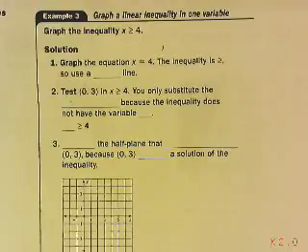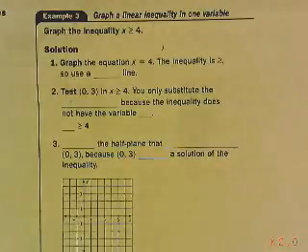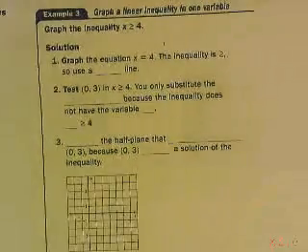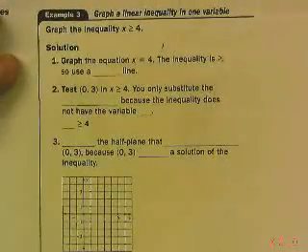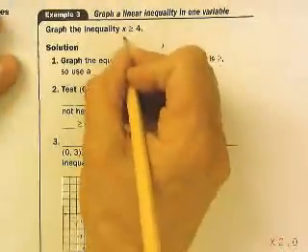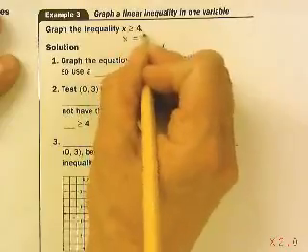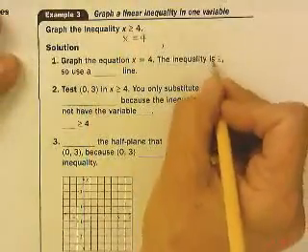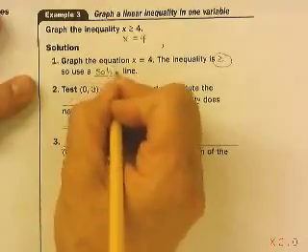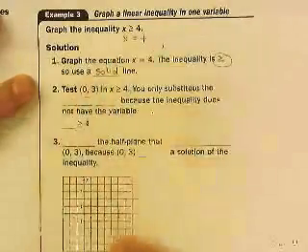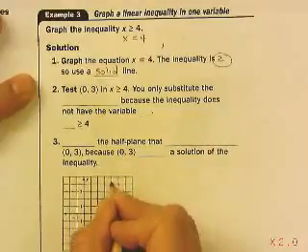Now turn to page 42, and we'll learn how to graph an inequality in one variable. So we're going to graph x is greater than or equal to 4. The first thing we do is make this into an equation. And since the inequality is greater than or equal to, we're going to use a solid line. So I'm going to graph x equals 4.